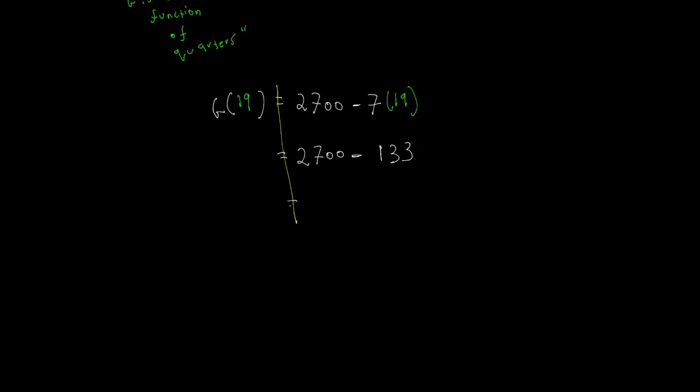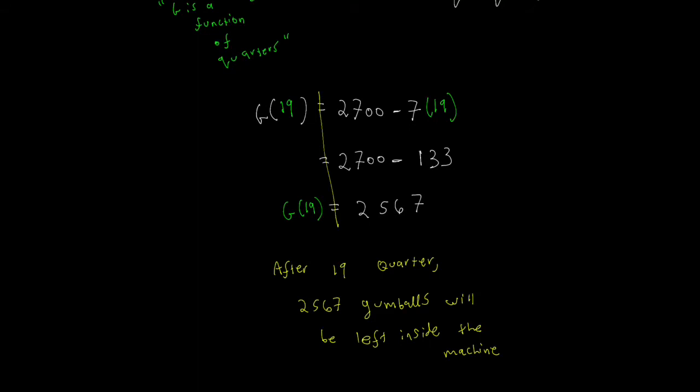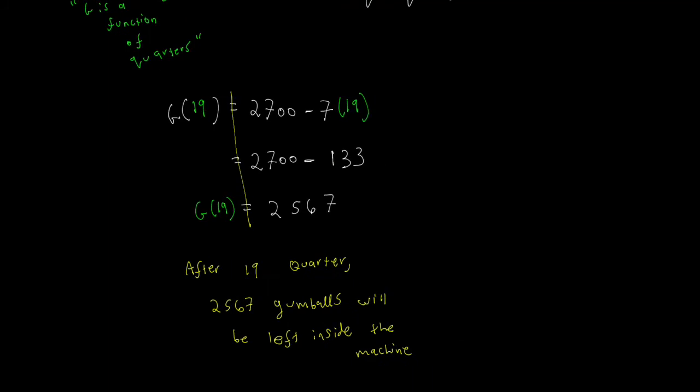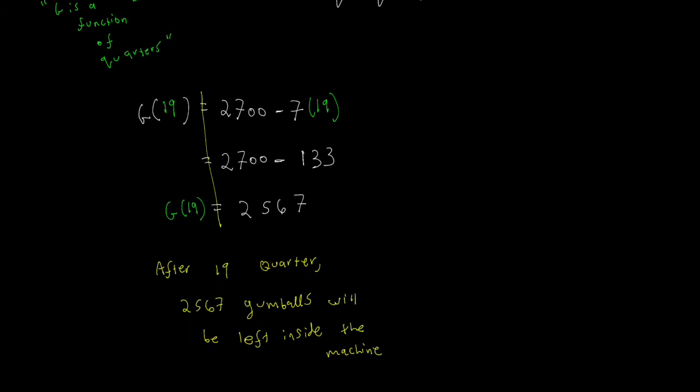I'm getting a value of 2,567. So g of 19 is 2,567. What this answer means is that after 19 quarters, 2,567 gumballs will be left inside the machine. Go ahead, try the rest of the problems on this formative, and then we'll talk about graphs.